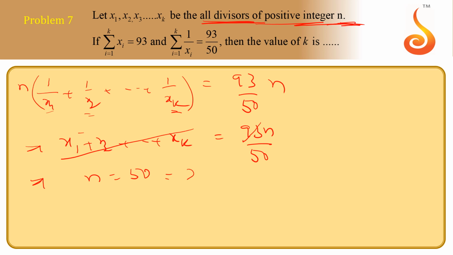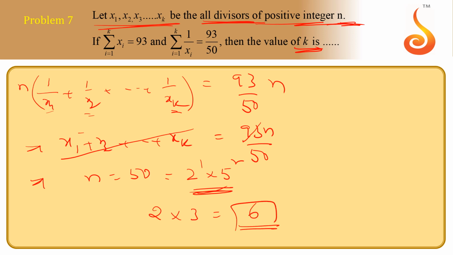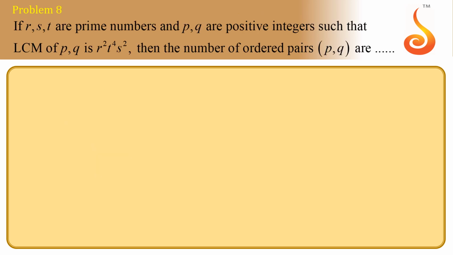So 50 is nothing but 2 power 1 into 5 square. Then what is k? K is nothing but the number of factors that is being asked. So how many factors will be there? Number of factors is 2 into 3, because for 2 power 1 there will be 2 ways, and for 5 square there will be 3 ways. Total 6, so 6 factors will be there. So the value of k is 6. Okay, next problem.